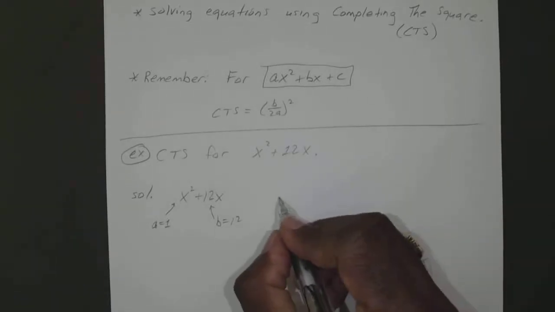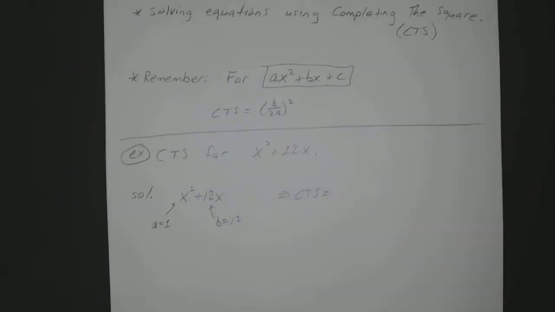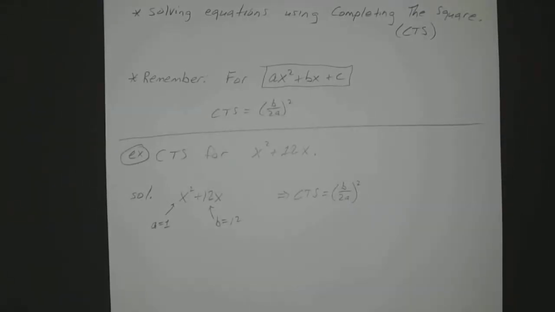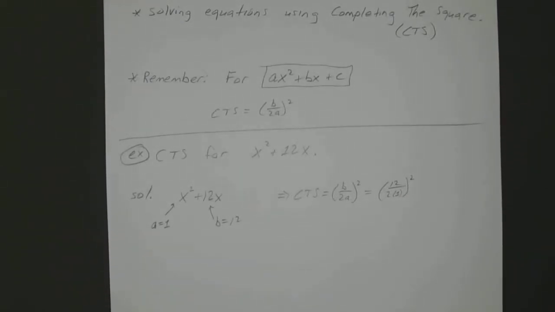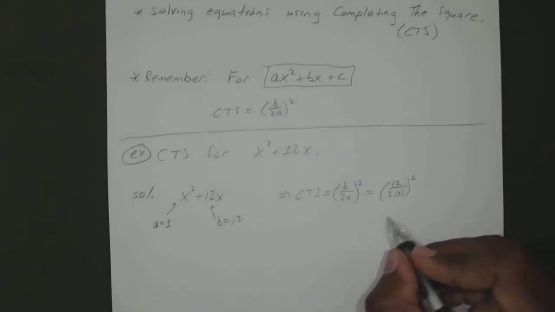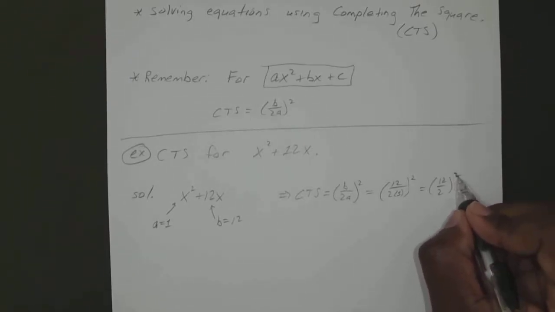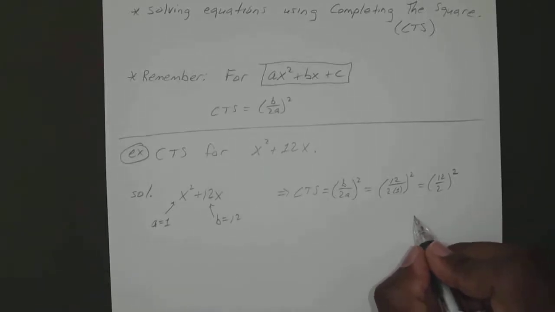So we know our complete the square, which is b divided by 2a squared, is going to equal b, which is 12, divided by 2 times a, which is 1, squared, which is just 12 divided by 2 squared, which ends up being 6 squared, which is 36.